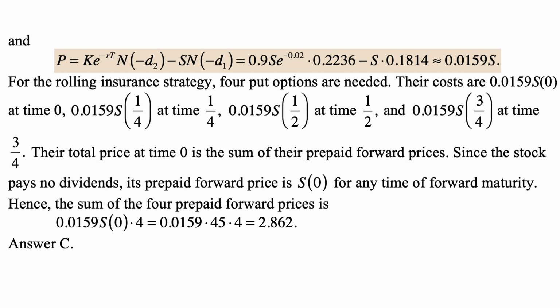Their total price at time 0 is the sum of their prepaid forward prices. Since the stock pays no dividend, its prepaid forward price is S of 0 for any forward maturity. Hence, the sum of the 4 prepaid forward prices is just 0.0159 S of 0 times 4. And we are given S of 0 is 45, so this is 0.0159 times 45 times 4, which is 2.862, and that's answer C.